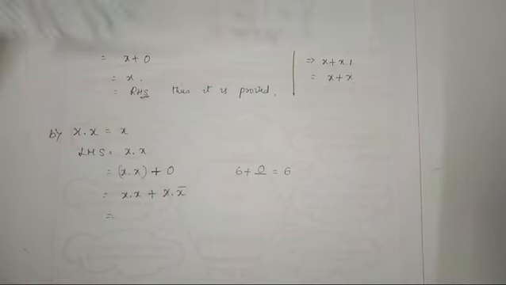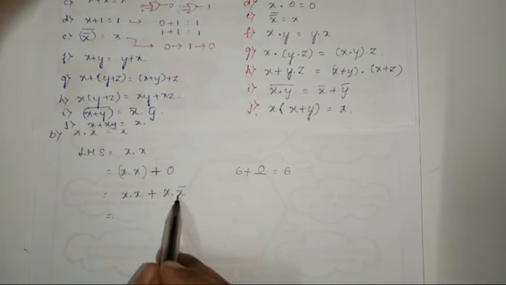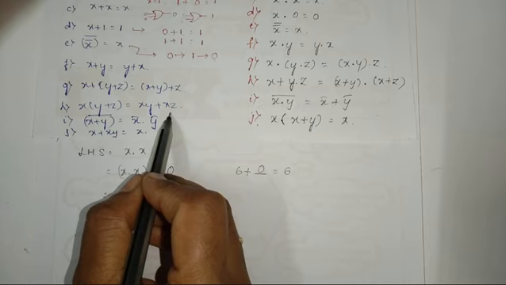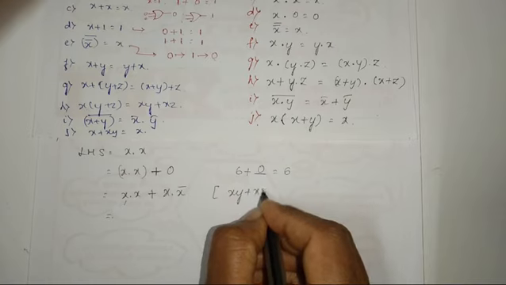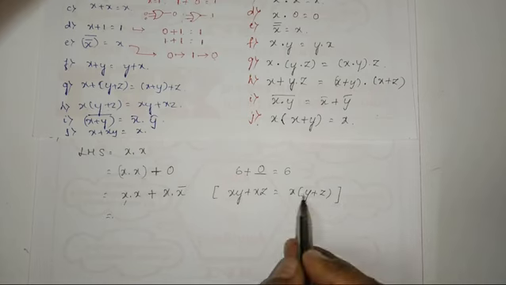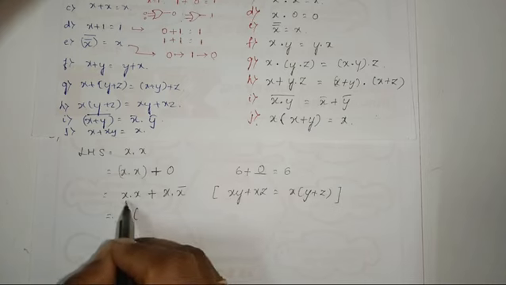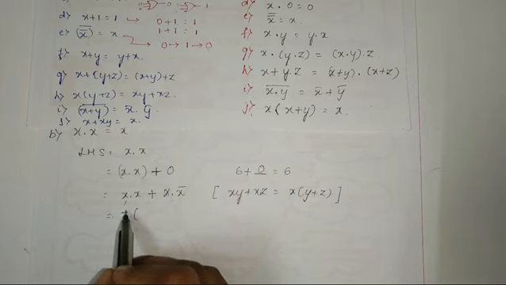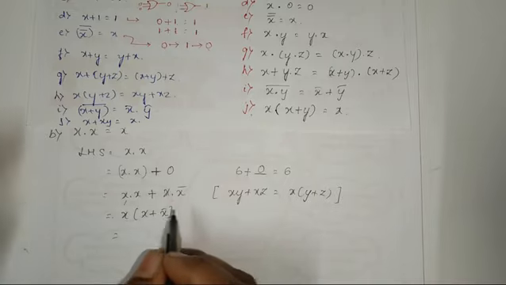Now, the given statement x into x plus x into x bar. This is in the form x into y plus x into z. In place of x, I am writing here xy plus xz. This can be replaced as x into y plus z, or you can consider it as I am taking x as common. In both the terms x is common. I have taken x outside. X plus x bar. What is x plus x bar?